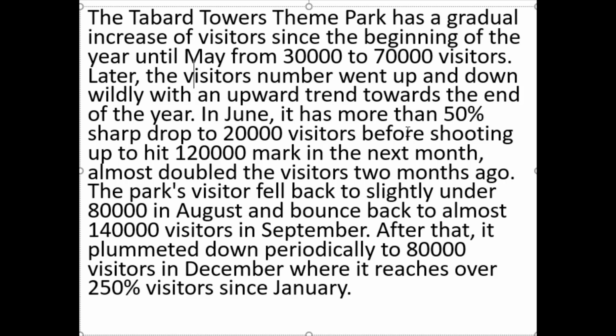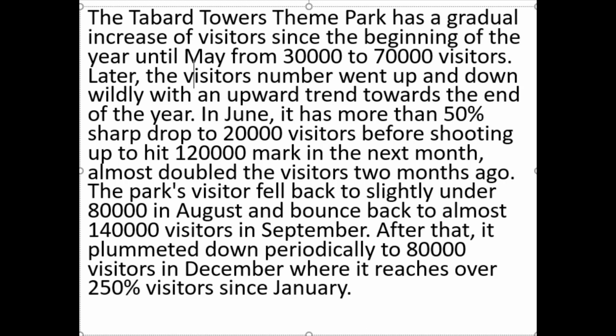Later, the visitors number went up and down wildly with an upward trend towards the end of the year. In June, it has more than 50% sharp drop to 20,000 visitors before shooting up to hit 120,000 mark in the next month, almost doubled the visitors 2 months ago. The park's visitor fell back to slightly under 80,000 in August and bounced back to almost 140,000 visitors in September. After that, it plummeted down periodically to 80,000 visitors in December, where it reached over 250% visitors since January.